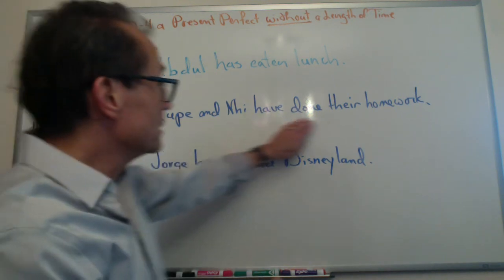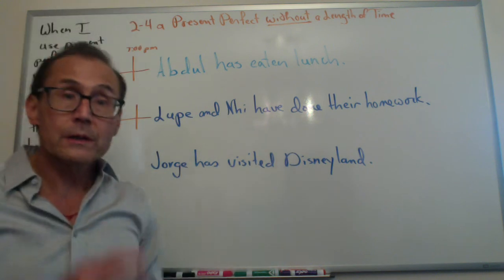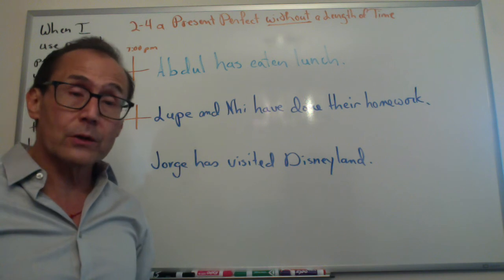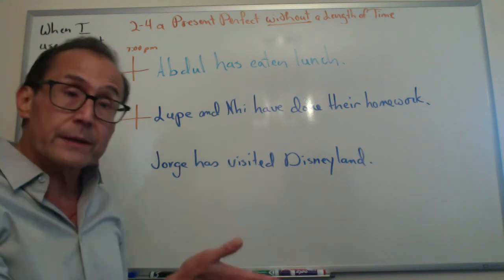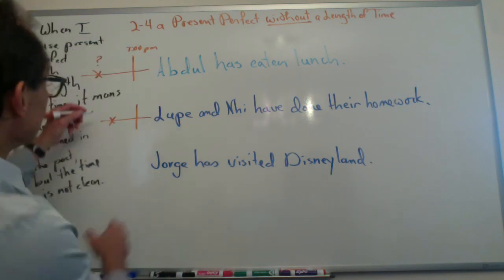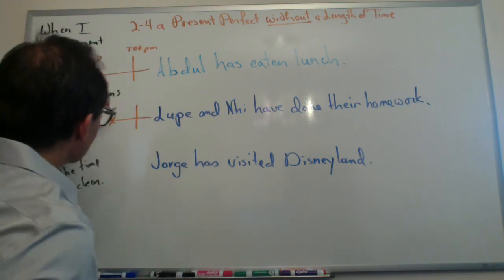Here also, Lupe and Ni have done their homework. Again, I know that this happened in the past, but I don't know when they did their homework. I don't know when Lupe did her homework. I don't know when Ni did her homework. So again, it happened in the past, but the time is not clear.